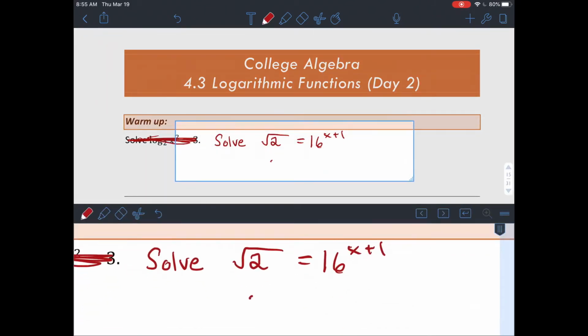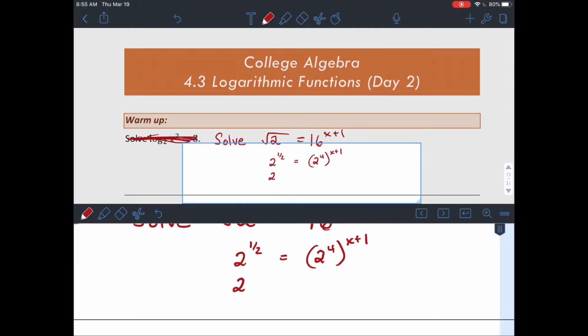Okay, so first off, warm-up-wise, I want to do one similar to one of the homework problems that some people struggled with. So if you have a radical, rewrite it as an exponent, like your square root of 2, turn that into 2 to the 1/2, and then make your base on your 16 2 by using 2 to the 4th. Then you rewrite your expression with your exponents set equal to each other.